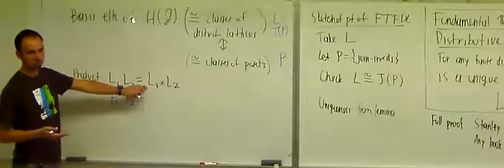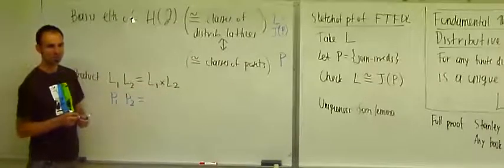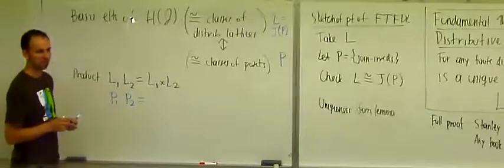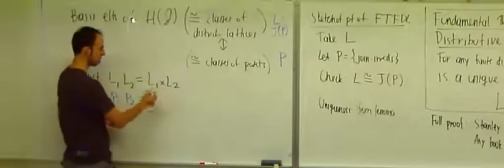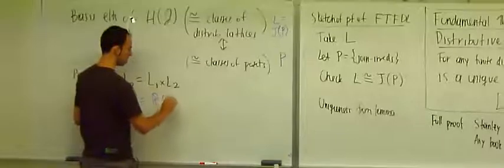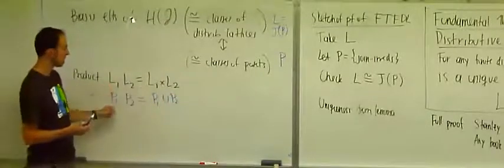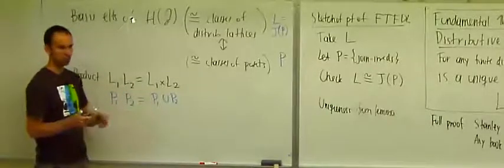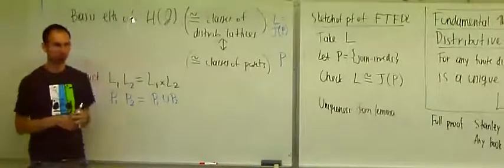I need to know what the join irreducibles of this poset are. What do you think it is if I ask you to guess? So it turns out this is J of P1 disjoint union P2. So this is a lemma. If L1 is J of P1 and L2 is J of P2, then L1 times L2 is J of the disjoint union. You put the poset P1 and the poset P2, and they don't interact with each other.